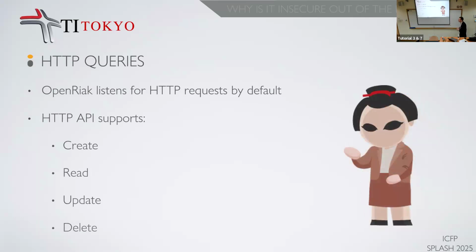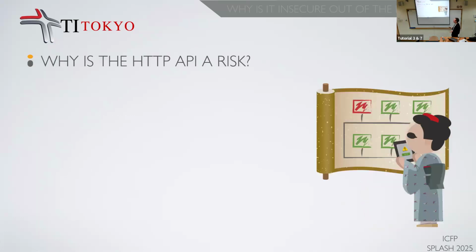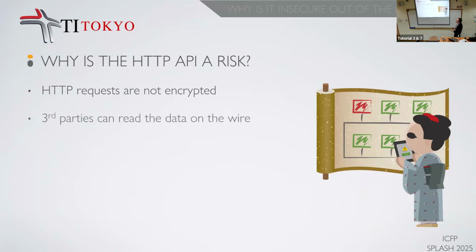HTTP supports create, read, update, and delete. Standard API, you'd expect CRUD operations, yeah? Anybody see where we're going with this yet? Send malicious requests. Oh, well, no. First of all, it's HTTP. It's not HTTPS. Yes, your requests are not encrypted, which means third parties can read the data on the wire.